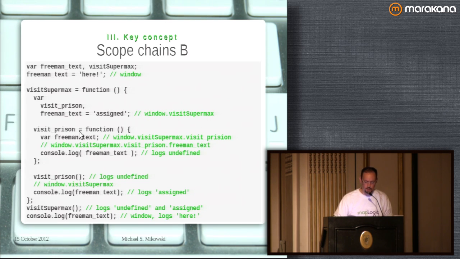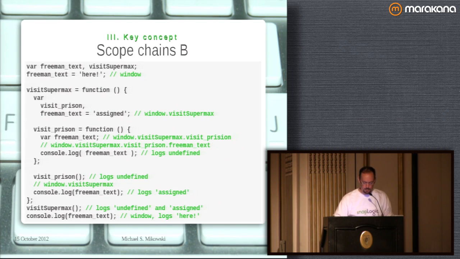Now, here I've declared the same name variable in a window.visitSupermax.visitPrison scope. Okay? So when I log it here, that's where scope chain comes into play. JavaScript says, hey, within my current scope, do I have a variable named freeman text? In this case, it does. And it's only declared. Since it's only declared, it gets the default value of undefined. So when you log this, you will see undefined here.